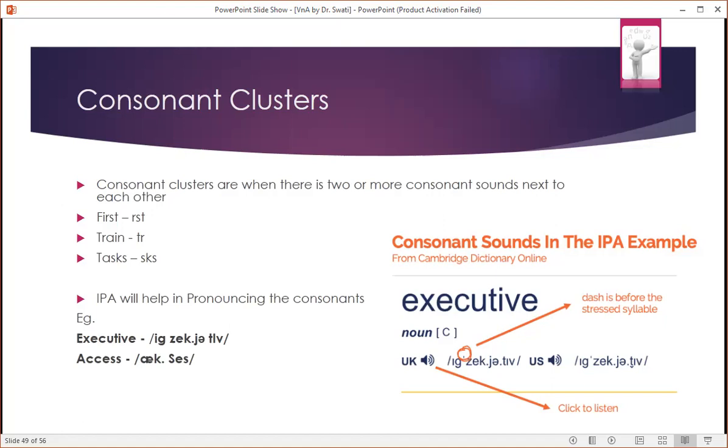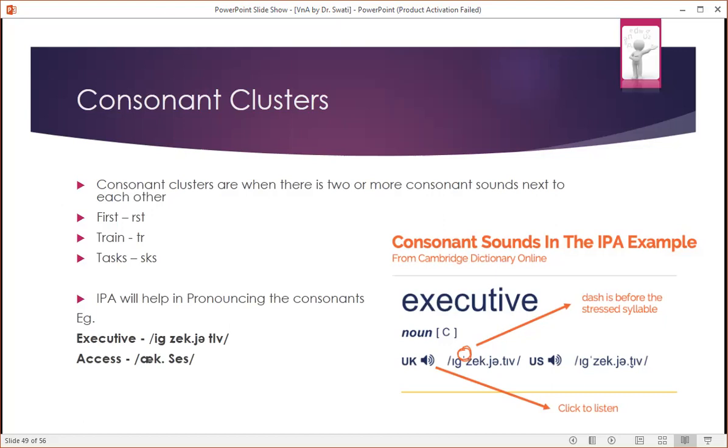First. In this, RST is a consonant cluster. RST is giving one sound. In 'first', the consonant cluster gives the sound of RST altogether.